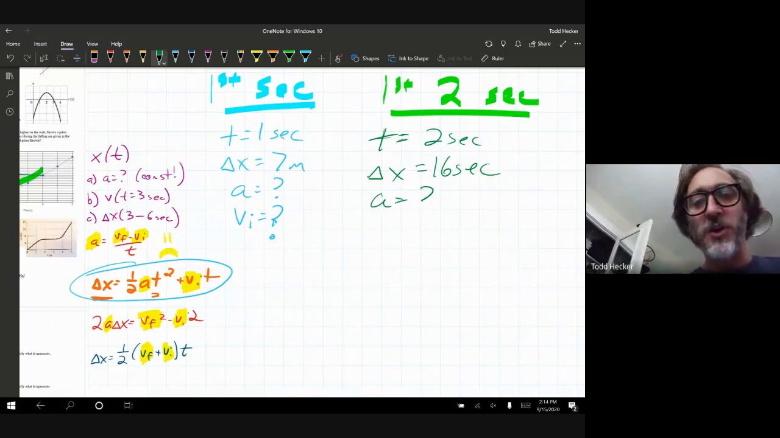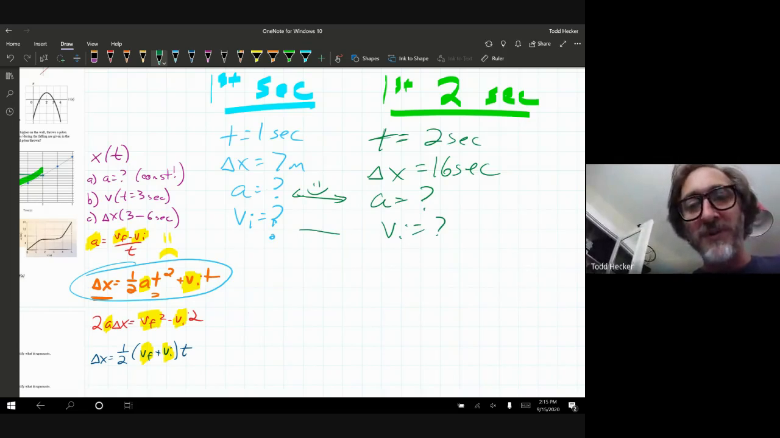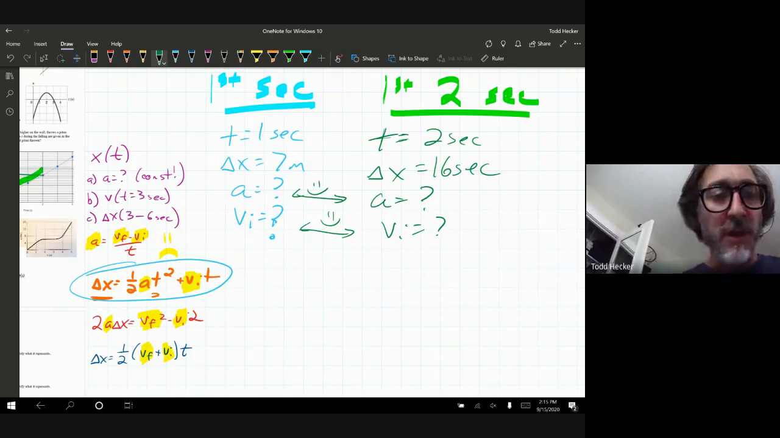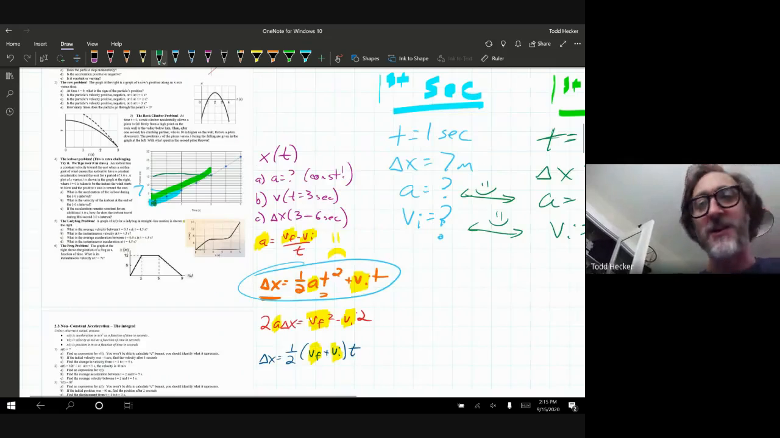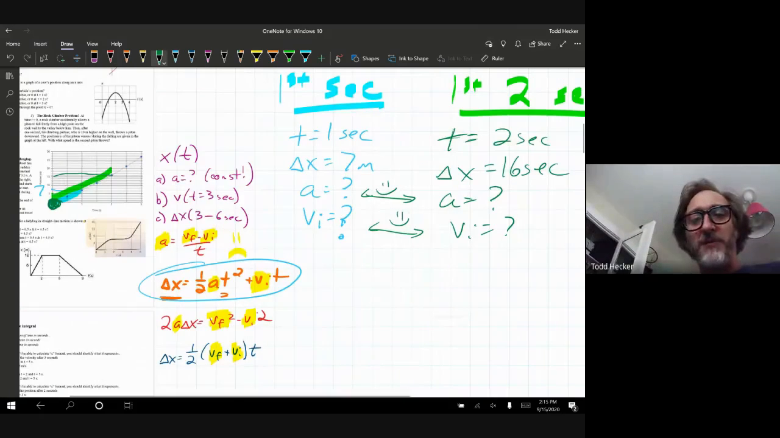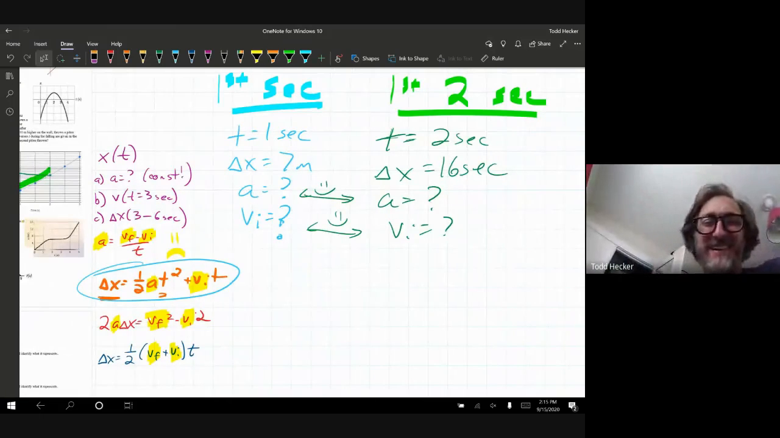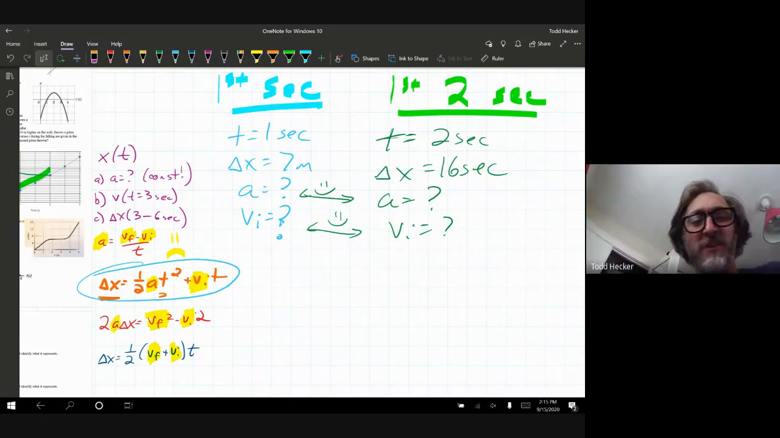I don't know my acceleration, but I do know that these two are the same acceleration, right? And I don't know my initial velocity, but once again, these two initial velocities are the same, right? Because both of my time intervals begin right here. All right, so now what I've got is two different time intervals with the same two unknowns. We don't know the acceleration or the initial velocity of those two time intervals.